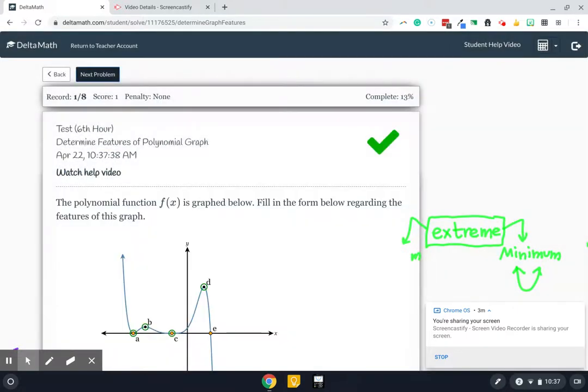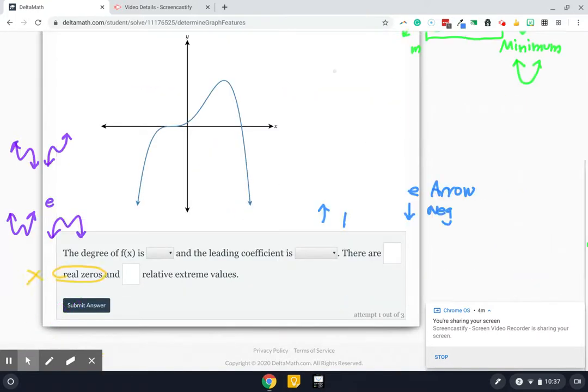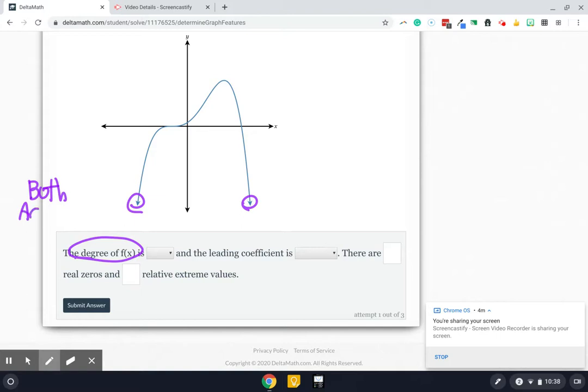Okay, let's do another one so that you get another round of it. Here we go. We've got some things that stuck around and we've got some things that disappeared. So I'm going to clear the whole board. The degree. First thing up is the degree of f of x. Remember, it's either odd or even. Both arrows pointed down. Since both of them are pointed down, which is kind of a bummer, they're going the same way, and this graph is even.